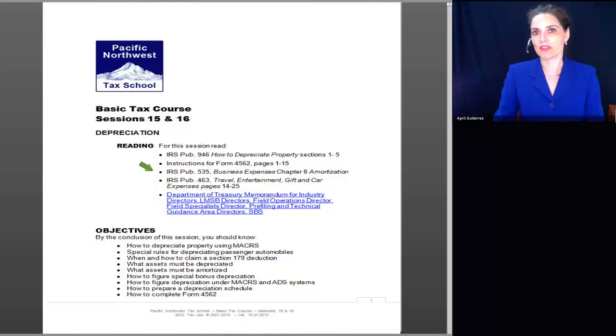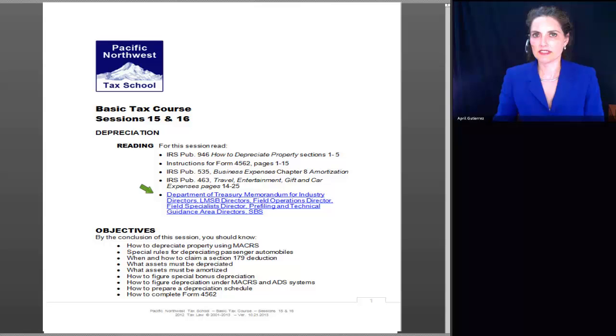In particular, we want you to look at Chapter 8, which covers amortization, because although IRS Publication 946 is a very lengthy publication with all kinds of really fascinating information in it, it doesn't talk about amortization at all. And when you get to 4562, which is the form you claim depreciation on, there is a section for amortization. So the instructions for Form 4562 do give a little bit of information on how to complete that amortization section. But to learn more, you need to actually go to Publication 535.